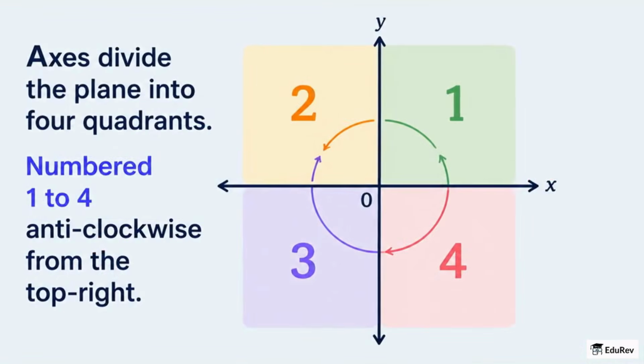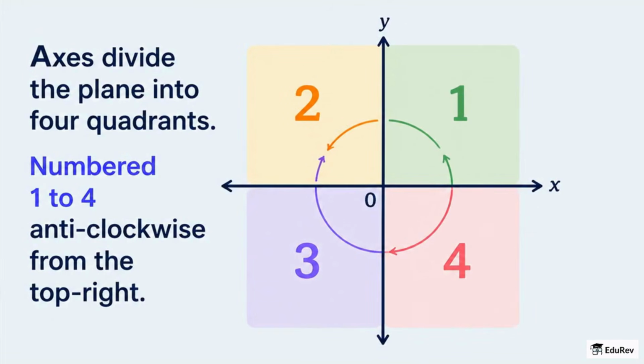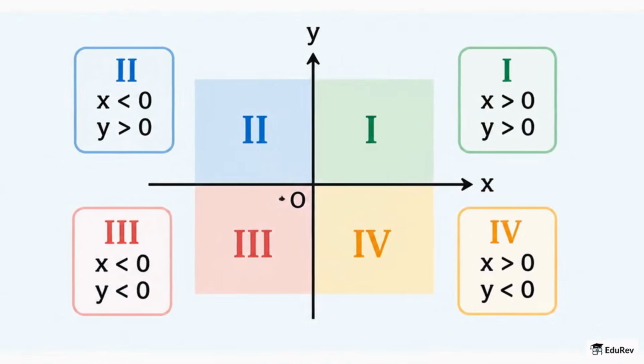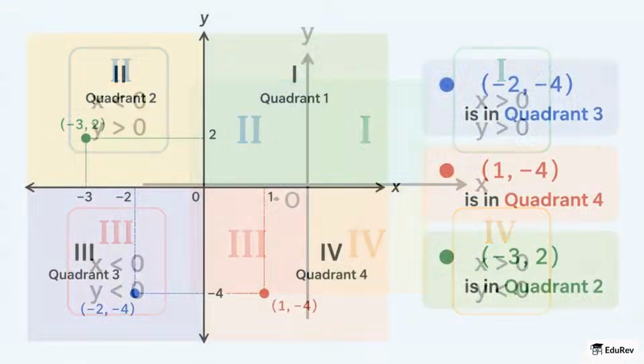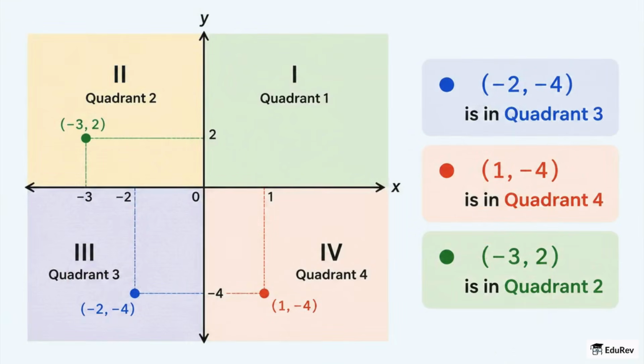The axes divide the plane into 4 parts called quadrants, numbered 1 to 4, anti-clockwise from the top right. In quadrant 1, both coordinates are positive. In 2, x is negative, y is positive. In 3, both are negative. And in 4, x is positive, y is negative. For practice, (-2, -4) lies in quadrant 3, (1, -4) lies in quadrant 4, and (-3, 2) lies in quadrant 2.